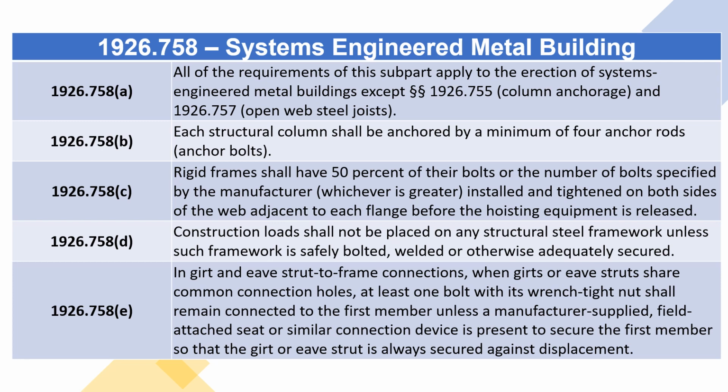1926.758 B. Each structural column shall be anchored by a minimum of 4 anchor rods (anchor bolts). 1926.758 C. Rigid frames shall have 50% of their bolts or the number of bolts specified by the manufacturer, whichever is greater, installed and tightened on both sides of the web adjacent to each flange before the hoisting equipment is released.